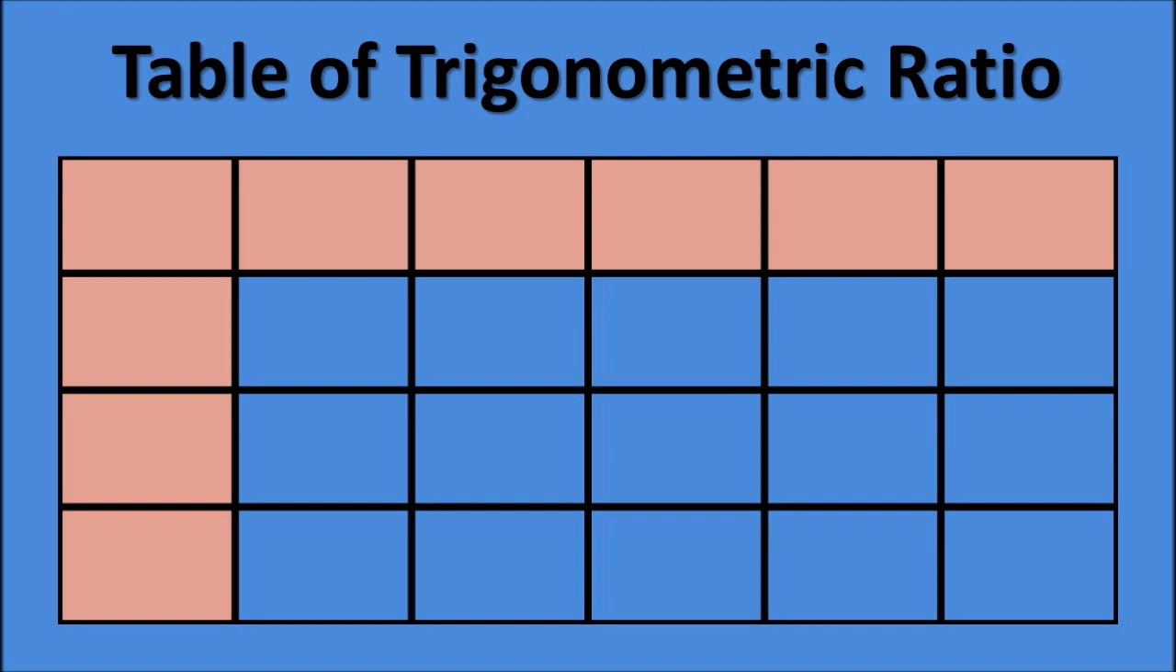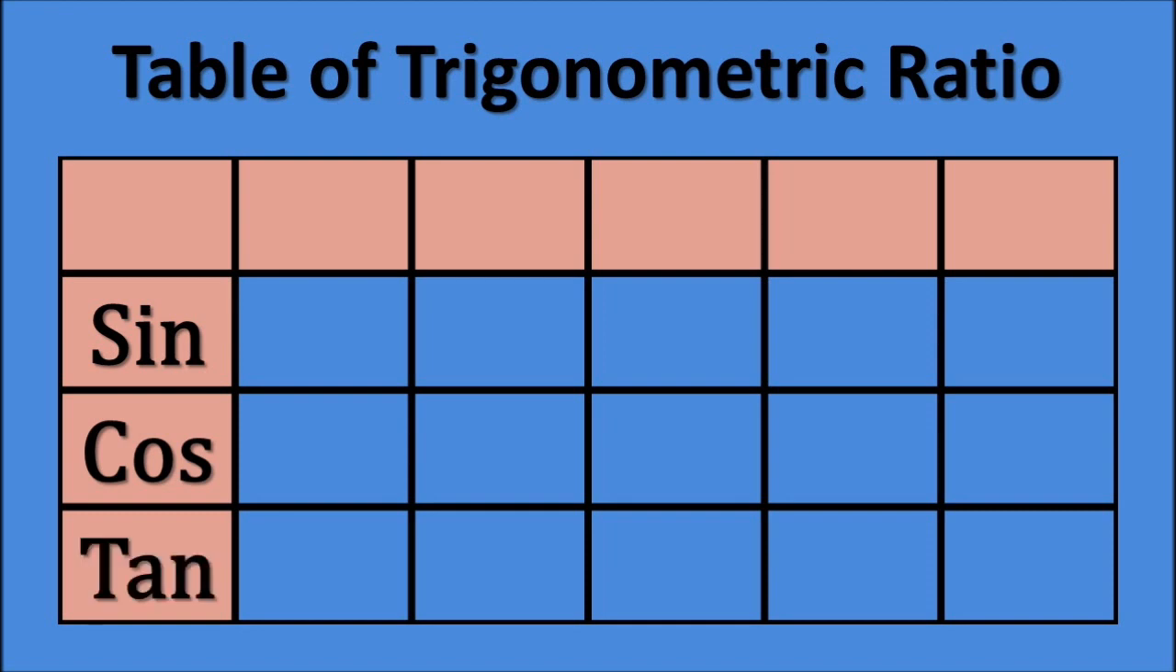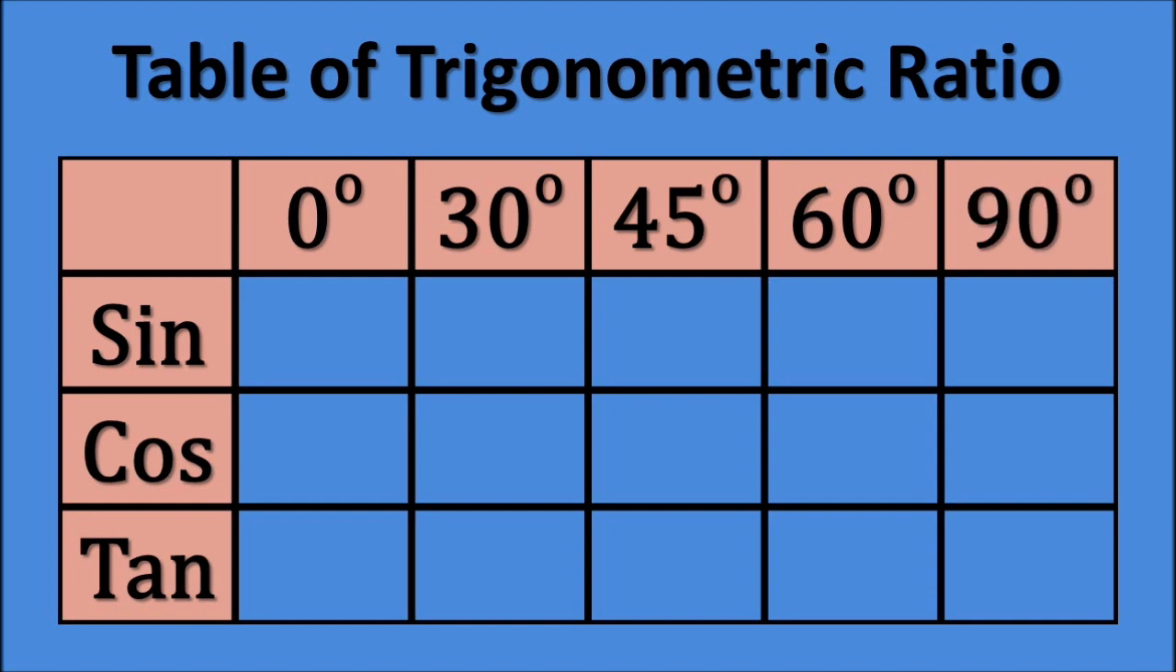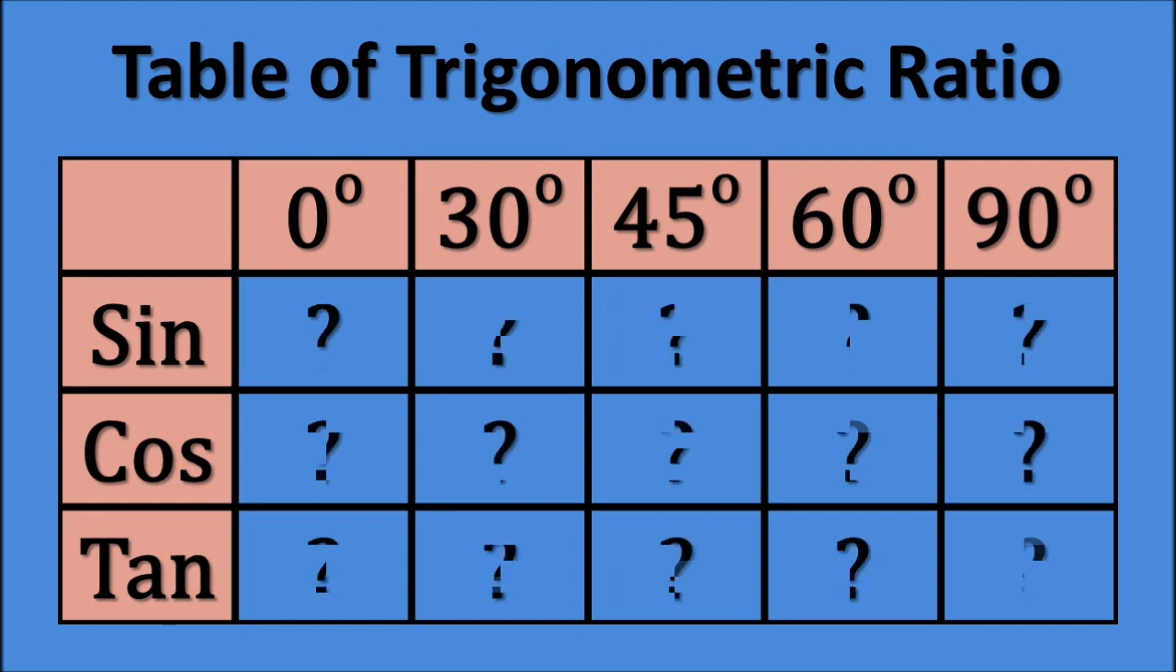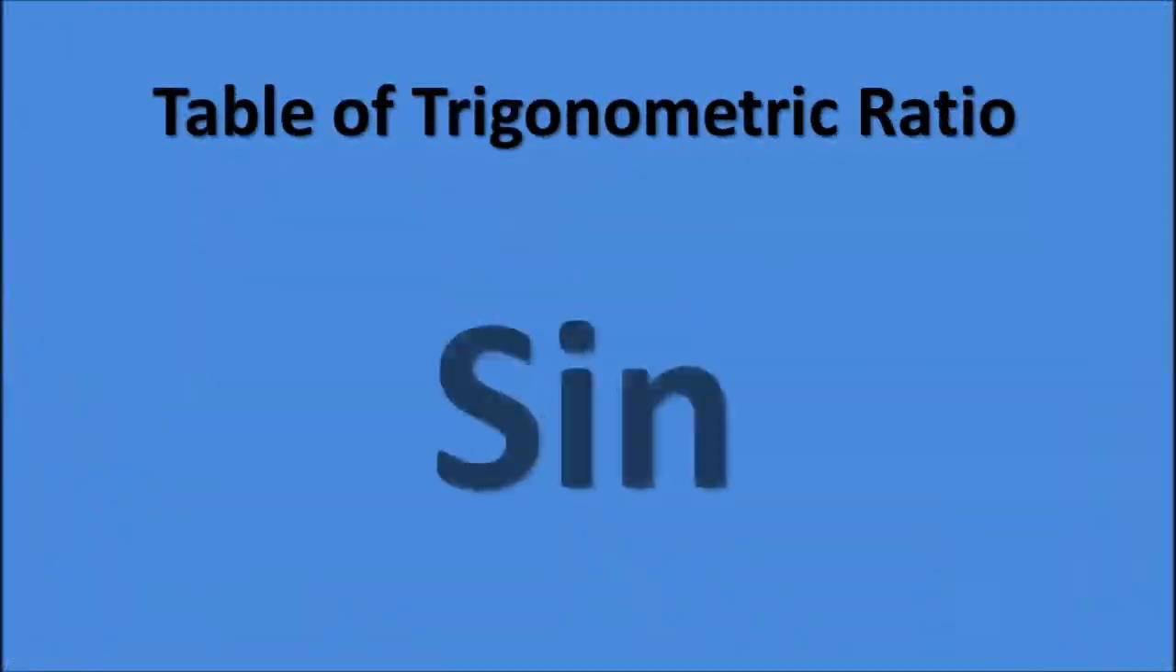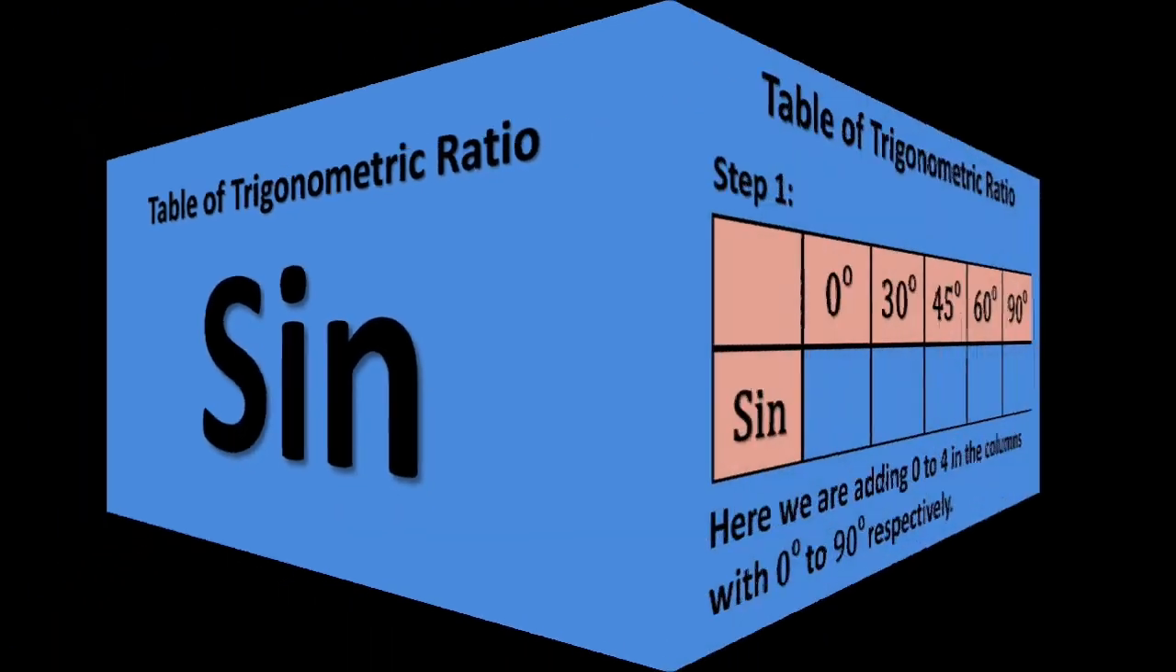First of all, we need to draw a table like this and write sine, cos and tan in the first column and the values of the angles 0, 30, 45, 60 and 90 degrees in the second, third, fourth and fifth columns respectively. So now let's find out. First we will calculate the trigonometrical ratios for sine.